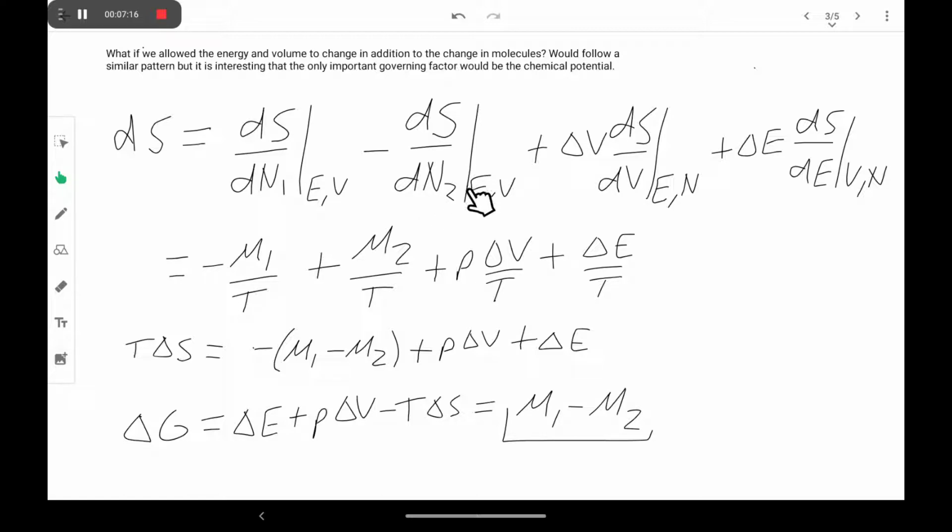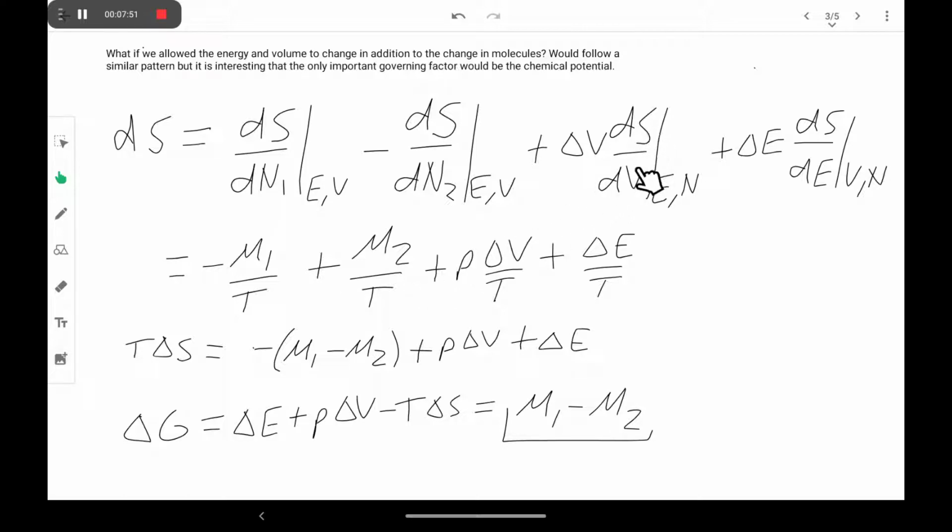Okay, but holding the energy and volume constant. And then here we have a change in volume. So how does it change when you change the volume, holding energy and the numbers constant, times how big of a change in volume did we make? So this is kind of like a point slope equation. And similarly for energy. Each one of these derivatives we know something about. These two we've already seen. That's negative mu1 over T, negative mu2 over T, but we already have a minus sign, so that becomes positive.